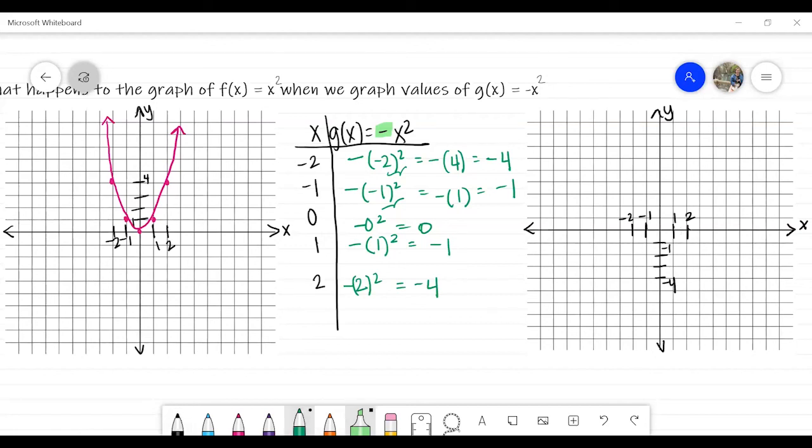So now we're going to go from negative 2 to negative 4, negative 1 to negative 1, 0 is still 0, 1 to negative 1, and 2 to negative 4. So the shape, again, is the same, but what happened is it basically got flipped upside down, okay? All right, and so that's what putting a negative out in front like that does to the graph of a function: it flips it upside down, or it reflects it. That's a better way to say it. All right?